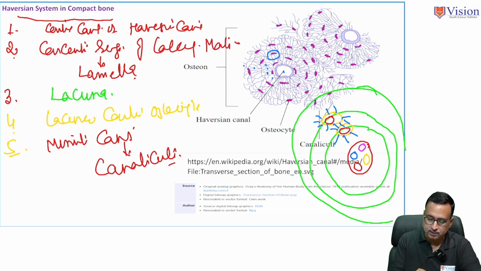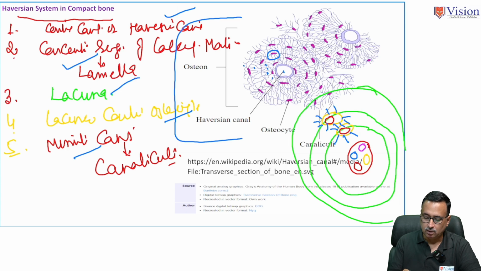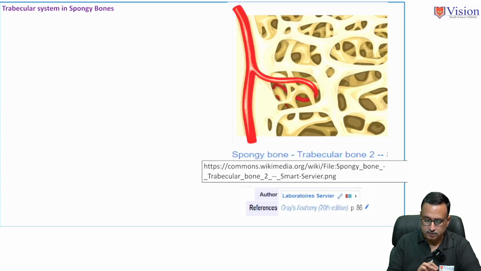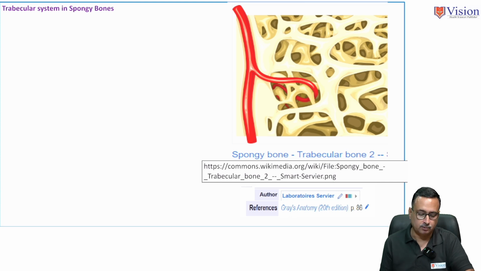So these components, Haversian canal, lamella, lacuna, osteocyte, and canaliculi, together constitute a Haversian system. It is also called an osteon. So this is about the Haversian system.